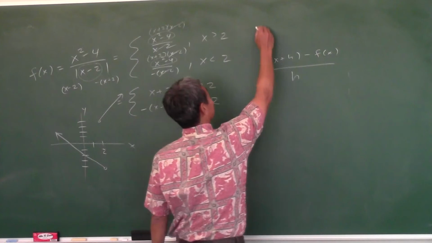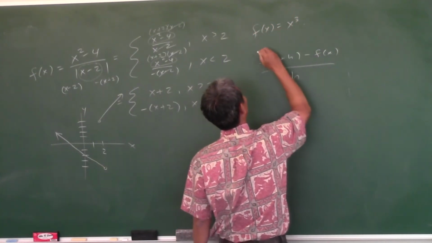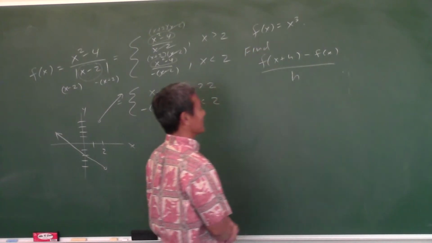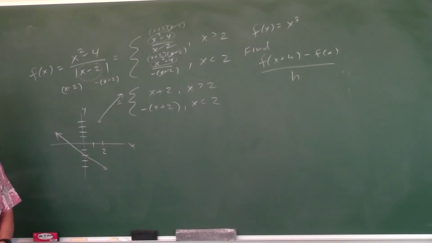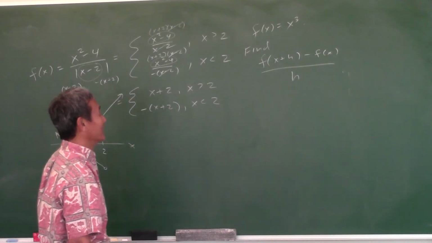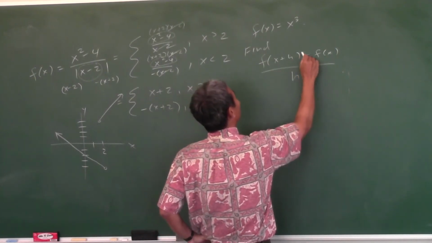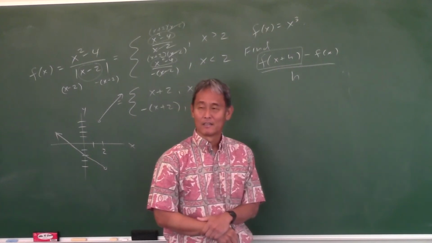Okay, let's do one. f of x is equal to x cubed. Find the difference quotient. A, just stare at it. B, skip to the next problem. D, work it out. Okay, let's break it up into pieces. Look at this. f of x plus h, what does that mean?